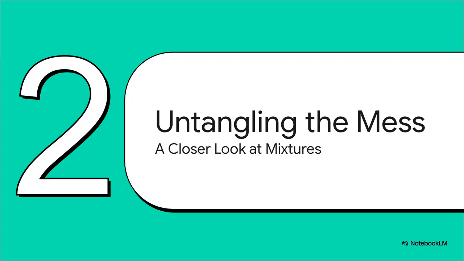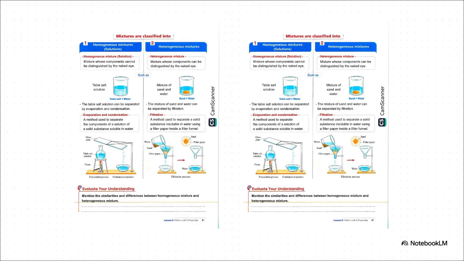Okay, so let's follow that left path on our map for a minute. Let's say we figured out we're dealing with a mixture, just a physical jumble of different things. How can we sort that jumble out even more? And this is where it gets really interesting, because not all mixtures look the same. On the left, you've got a homogeneous mixture, like salt dissolved in water.